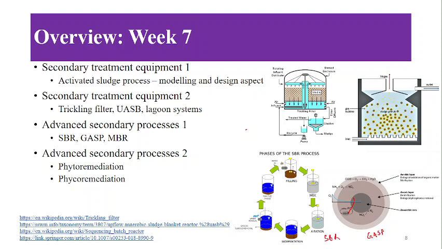So the granule has different regions, which has the outer aerobic layer, the middle anoxic layer, and the anaerobic layer in the middle. And this is the UASB.